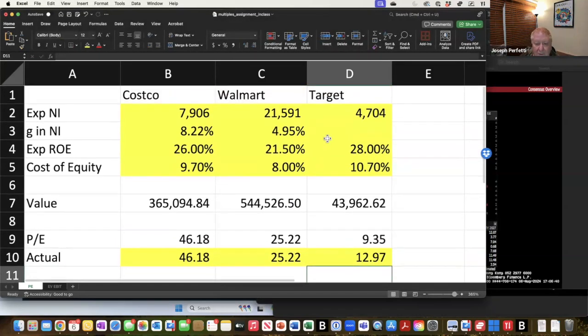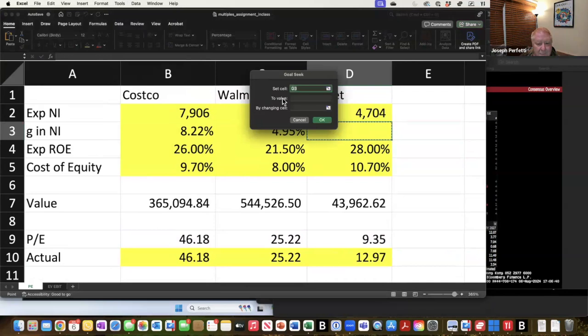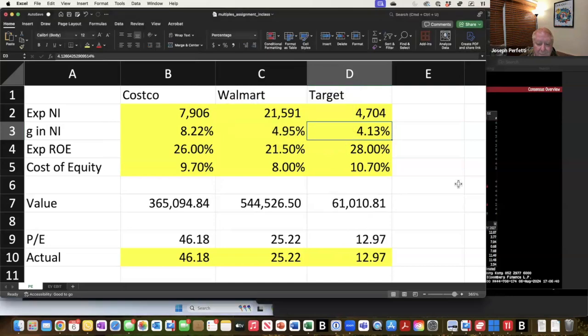So for Target, if I goal seek their growth based on those numbers, $12.97, by changing the G. Okay. So that would be the data for Costco, Walmart, and Target.